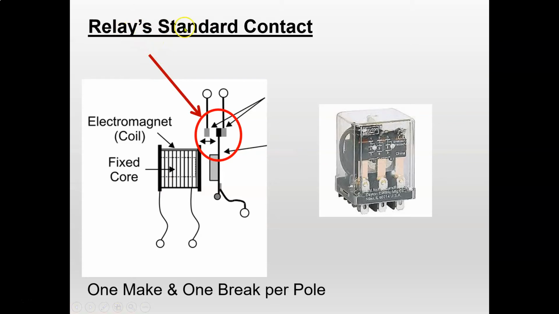Okay, so relay standard contacts, just like the one we showed at the very beginning here. We have our electromagnetic field, or our core, and our coil. We have our armature here with our contacts. These are standard contacts, which you would see in this ice cube relay. They're called one make and one break per pole. Your armature has one piece that's going to come in contact with either side of these contacts here.